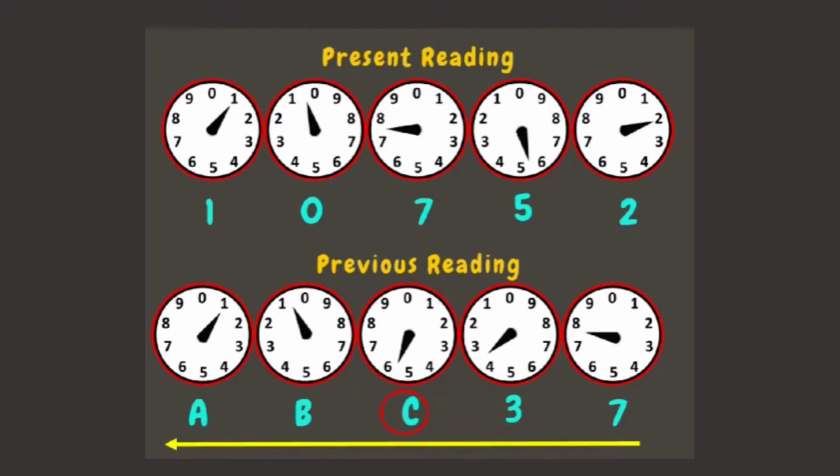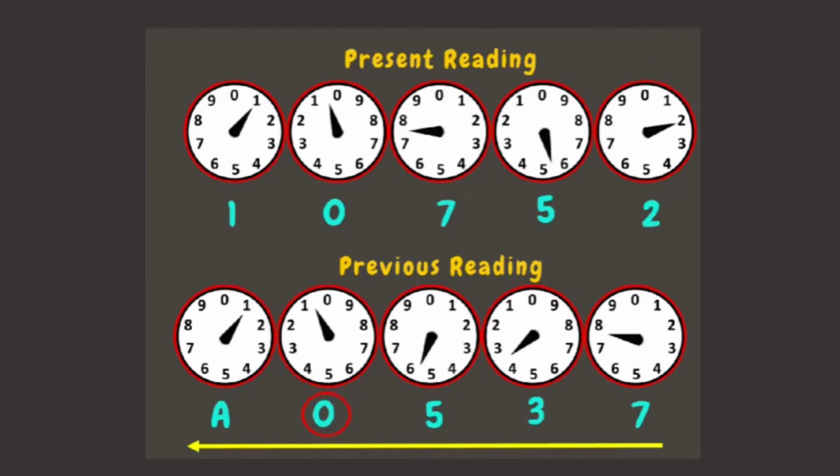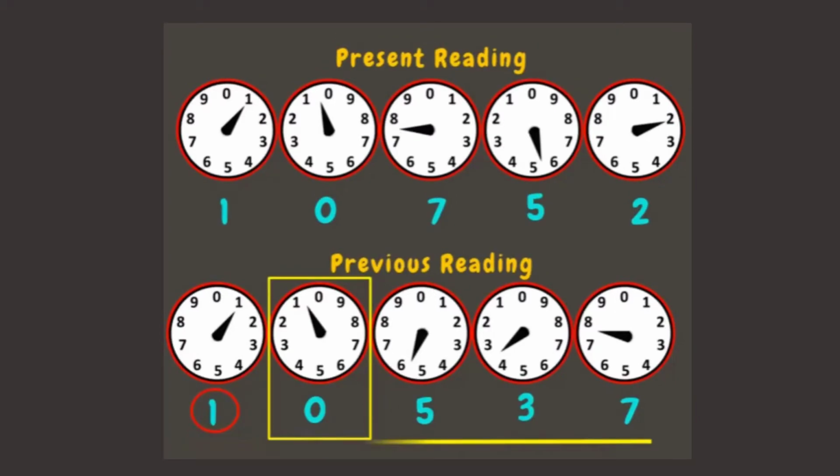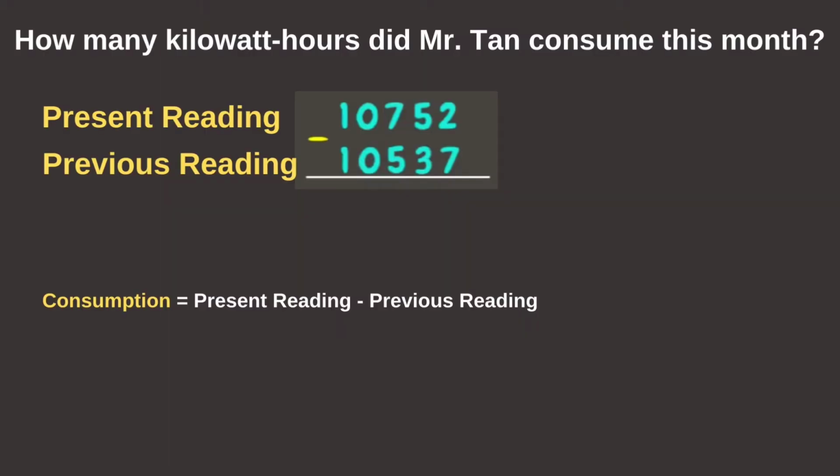In dial C, the pointer points between 5 and 6. Since 5 is the smaller number, that will be our dial C. And lastly, dial A. The pointer points at 1, so that will be our dial A. The present electric meter reading is 10,752 kilowatt hours, while the previous reading is 10,537 kilowatt hours.